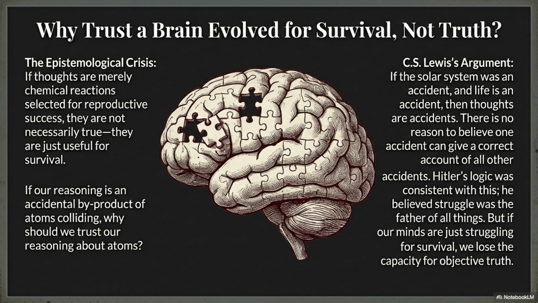The what now? It's a fancy term for a problem that C.S. Lewis and others pointed out. And the source material highlights it. Think about it this way. Evolution is driven by natural selection, right? Survival of the fittest, yeah. Correct. So your brain evolved to help you do one thing, survive and reproduce. It did not evolve to tell you the truth about the universe.